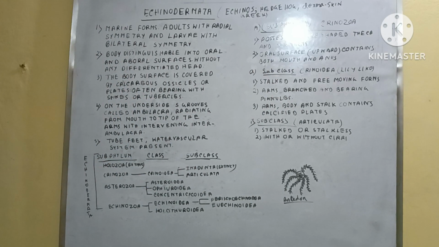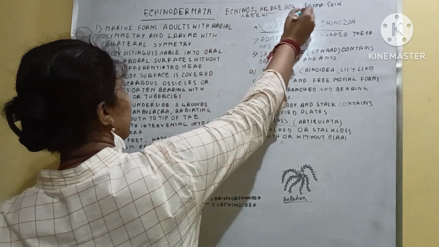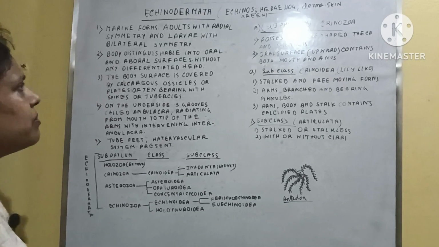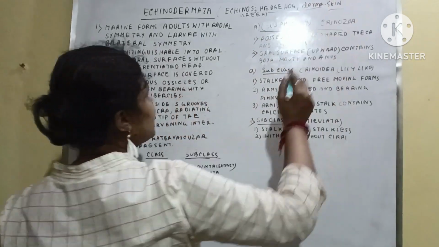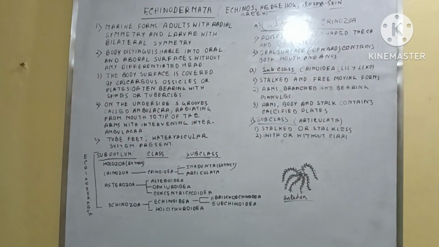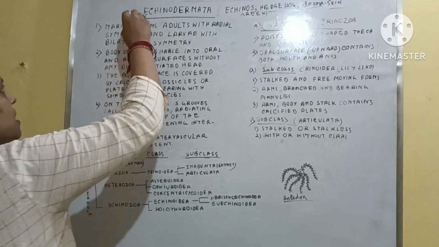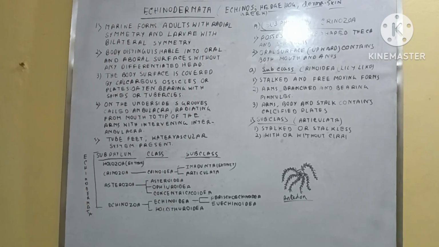Echinodermata means echinos, this is the Greek word, and its meaning is hedgehog, and derma, that is the meaning skin. Okay, so these are the Greek words from which this Echinodermata word arises.